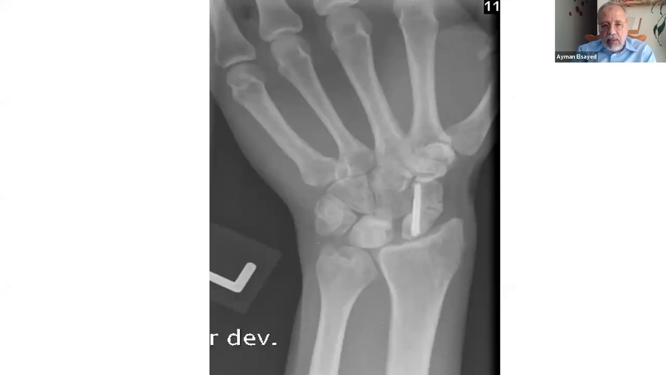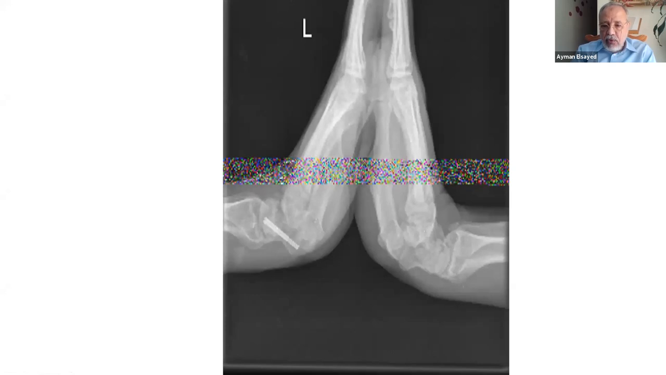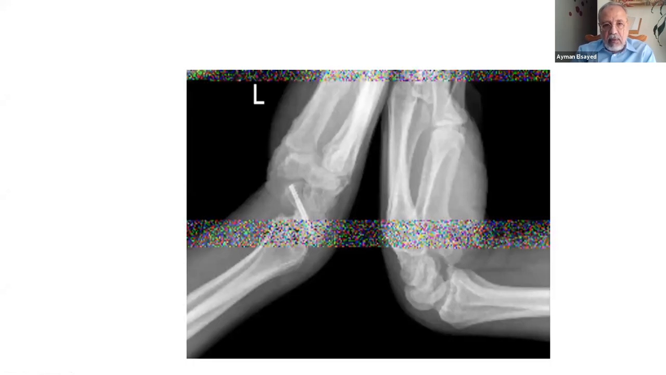And this is the final result. The scapholunate ligament was redisrupted and the scaphoid is almost healed. And this is the range of motion. The patient has a good extension, but his flexion was limited.